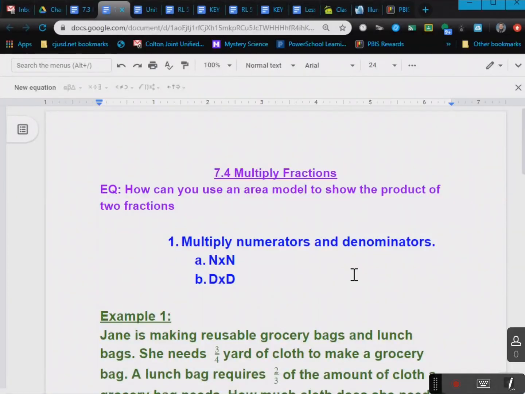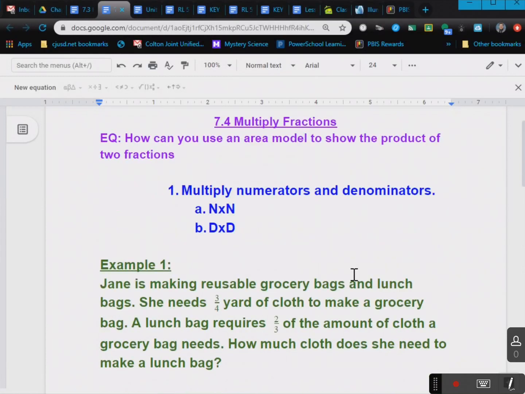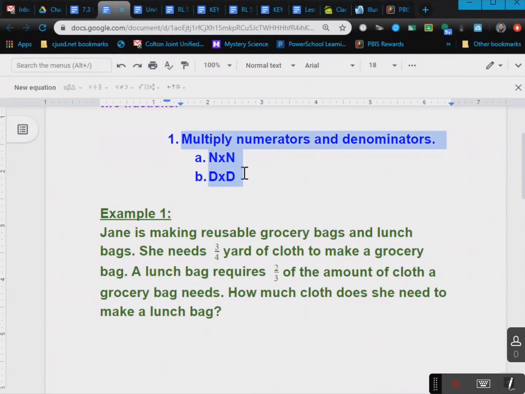The essential question is, how can you use an area model to show the product of two fractions? I'm going to show you what an area model is and how to use it, but you could also do the steps that we've done before. And you don't need to write these down since we've done this in previous two lessons, but it's basically multiply numerator times numerator and denominator times denominator. So let's get to it.